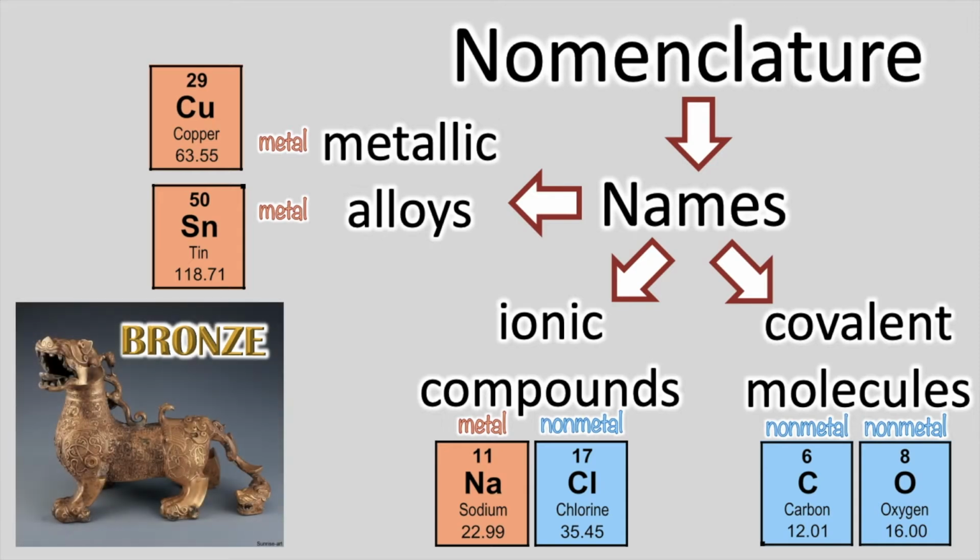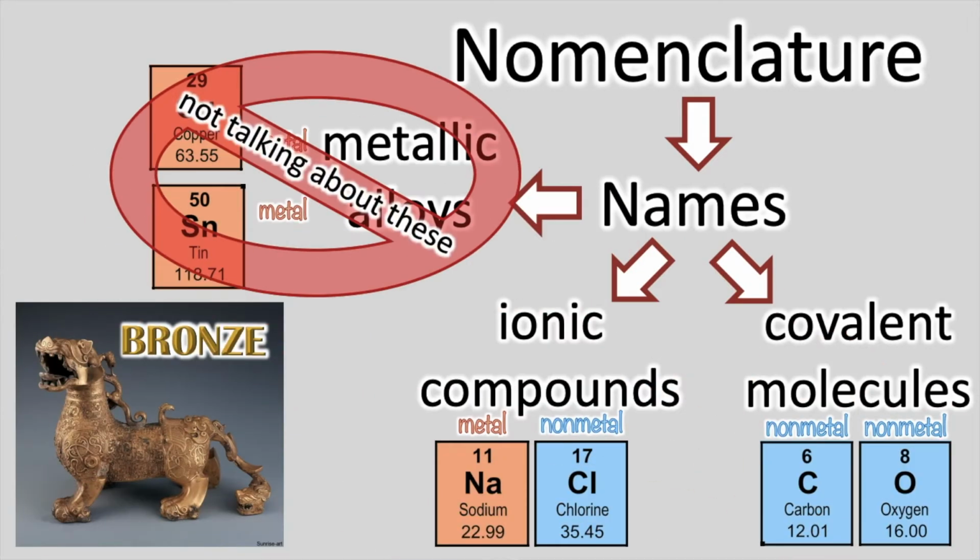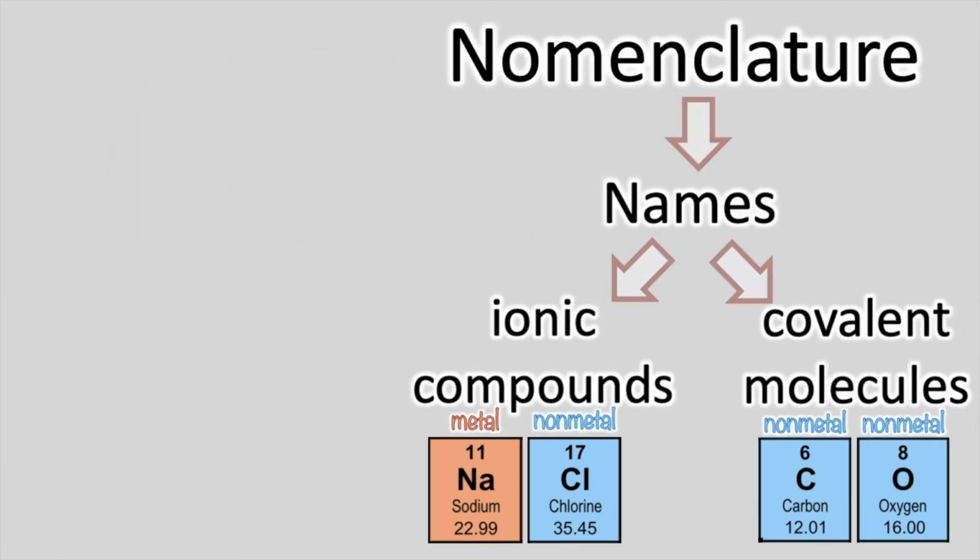You may have seen bronze statues in a museum or in a book. This is a bronze tiger from the Chinese Shang dynasty, making it hundreds, almost 1,000 years old. However, we're not going to be talking about metallic alloys for nomenclature. We're only going to be talking about ionic compounds and covalent molecules. So let's focus in on the ionic compounds and the covalent molecules.